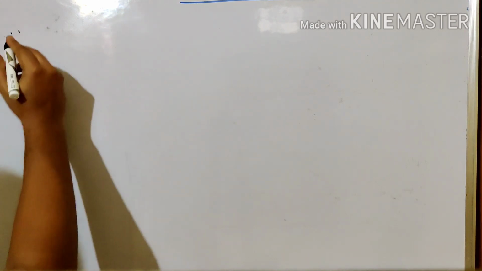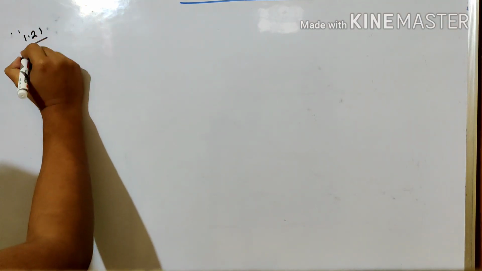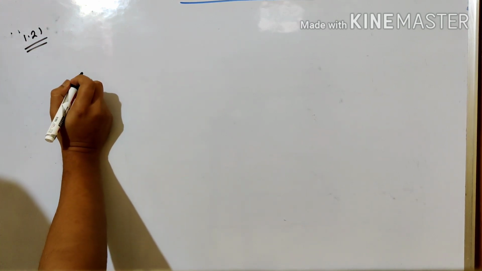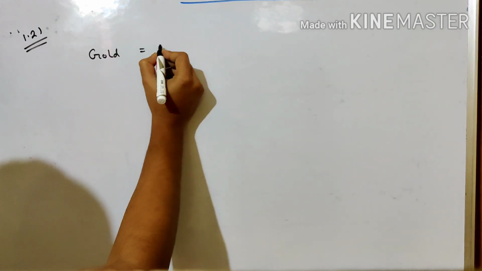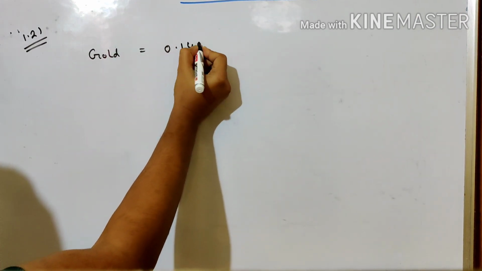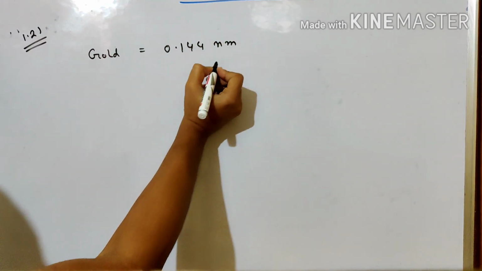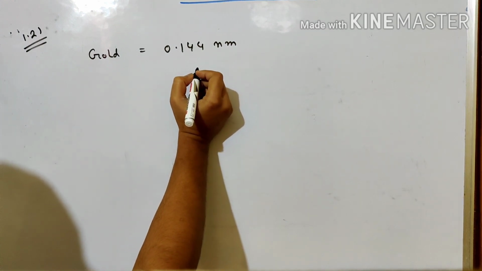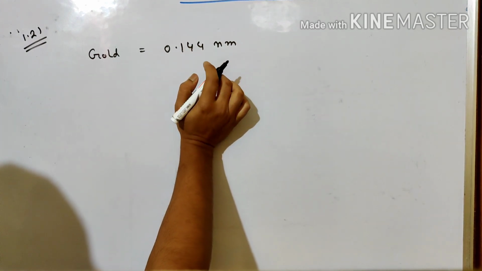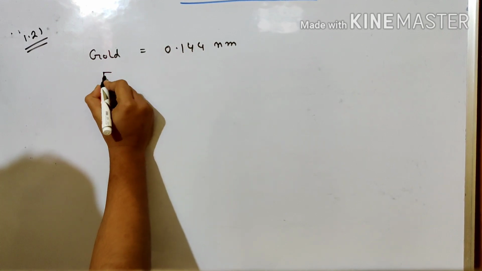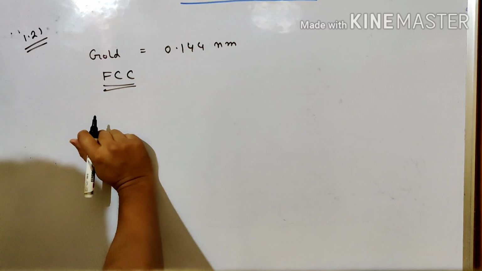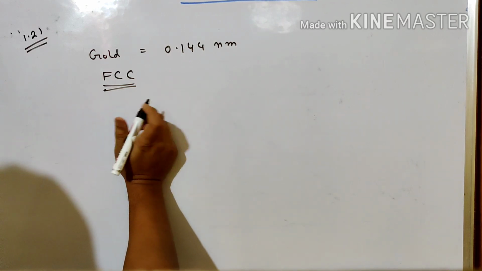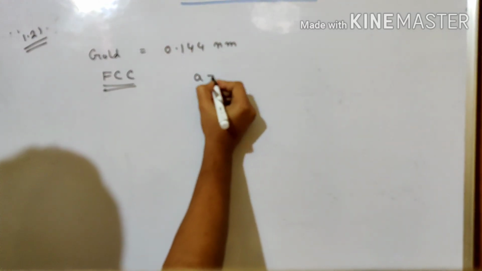Next problem is problem number 1.21. Here the question is gold, which is having atomic radius 0.144 nanometer. So we know 0.144 nanometer is given as the atomic radius. It crystallizes in FCC, means FCC unit cell. What will be the edge length?